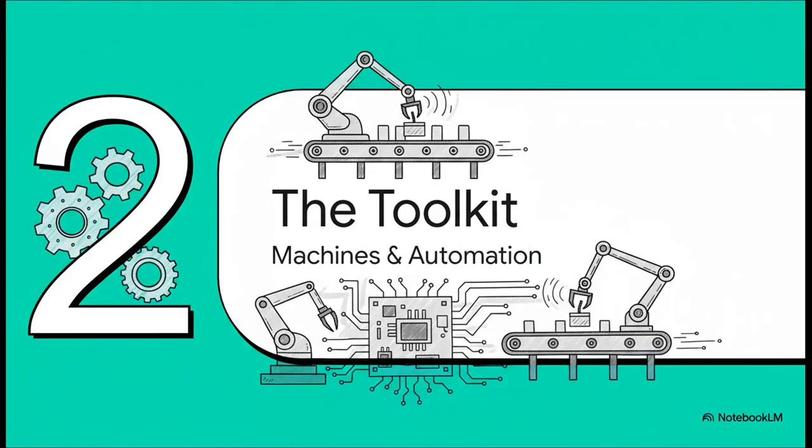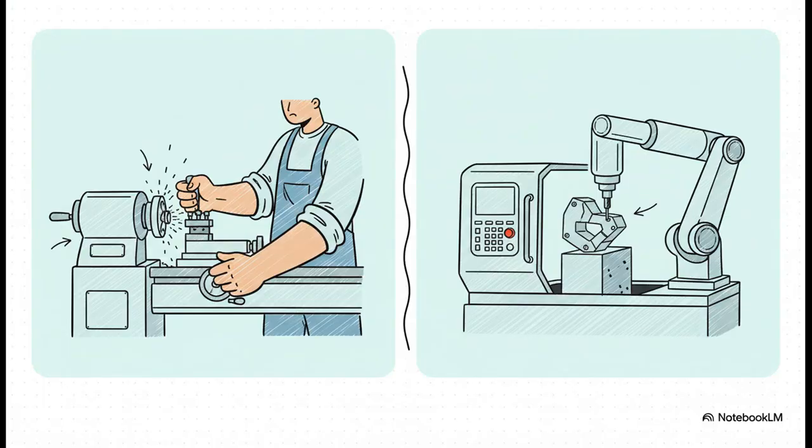So, once you've mastered the laws of physics, the next layer is the toolkit. We're talking about the actual machines and automated systems used to shape and control the physical world. This is where theory gets its hands dirty. What's cool is that the curriculum covers this whole evolution of manufacturing.